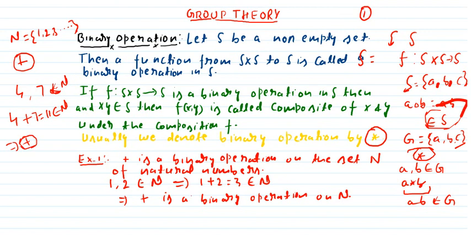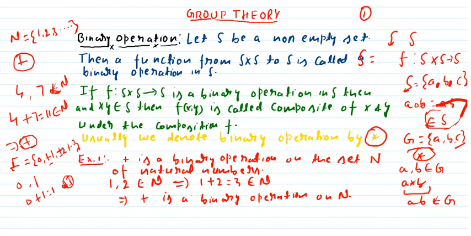In a similar way, if we consider the set of integers I, we know that integers contain all positive and negative elements: plus minus 1, plus minus 2 and so on. Then we take any two elements, suppose 0 and 1, and apply plus between them. 0 plus 1 equals 1, which also belongs to I. It is also an integer. So we can say that plus is also a binary operation for the set of integers.